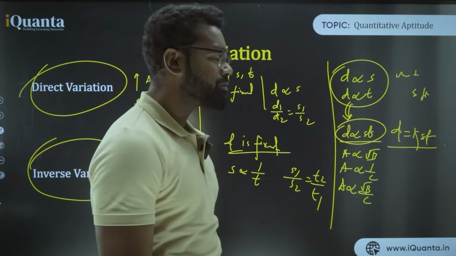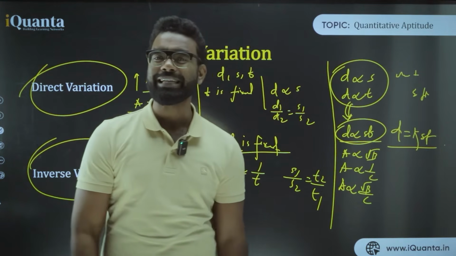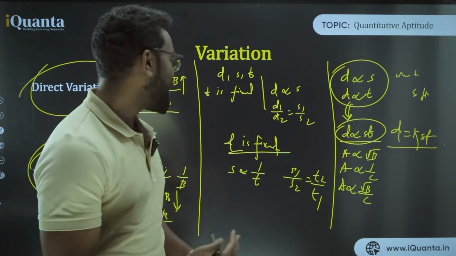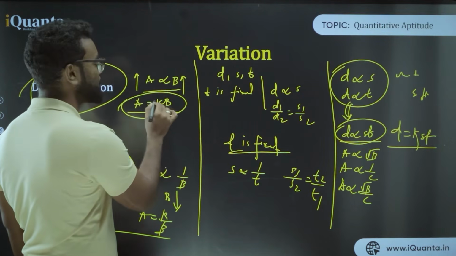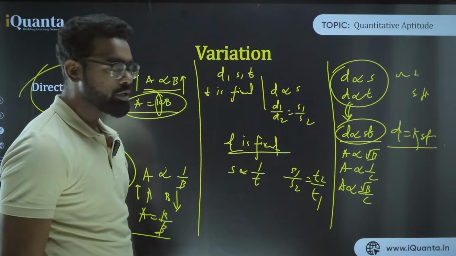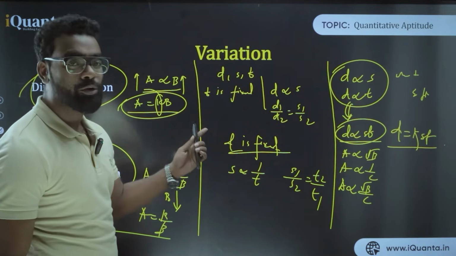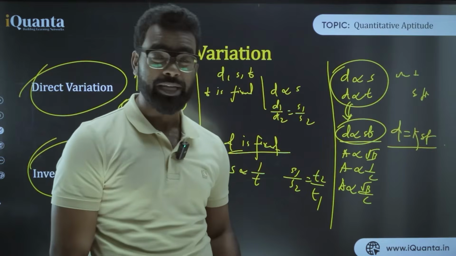So this is the concept of variation: direct variation, inverse variation, and especially compound variation, and how we can introduce a constant and make it an equation. If it varies directly, then I can multiply with a constant and make it equal. Remember, this is a very important thing.